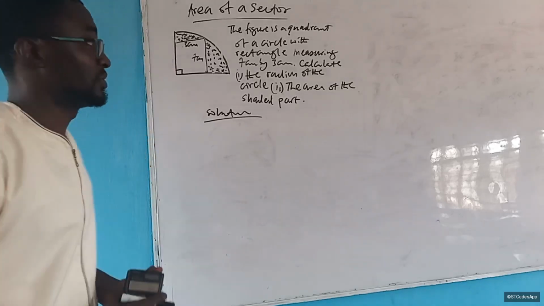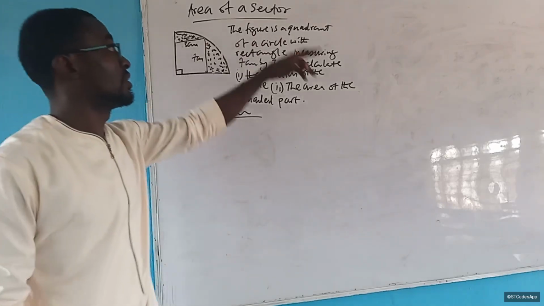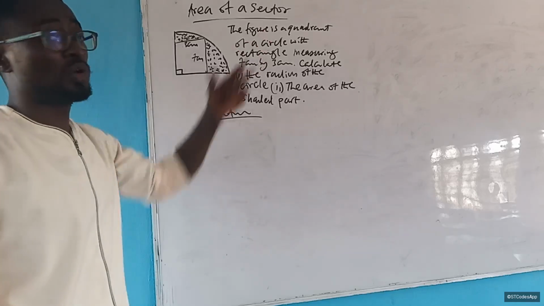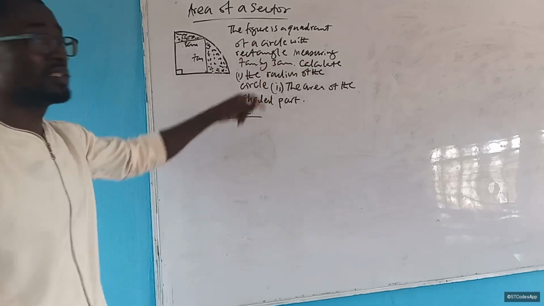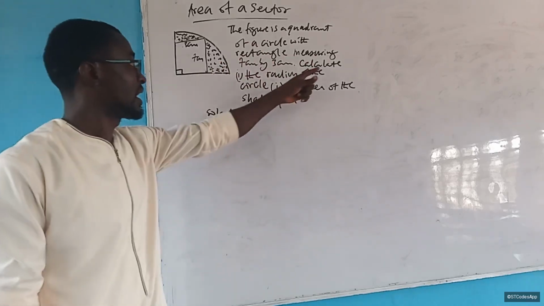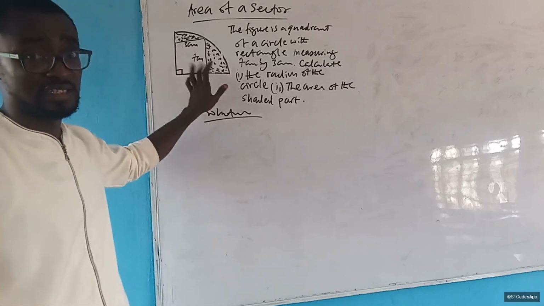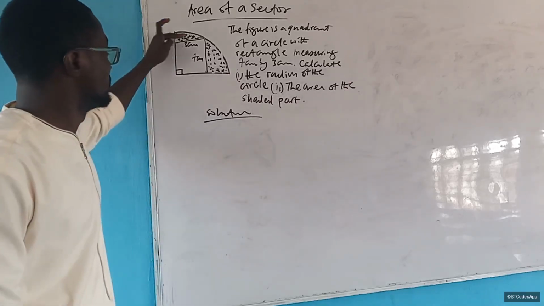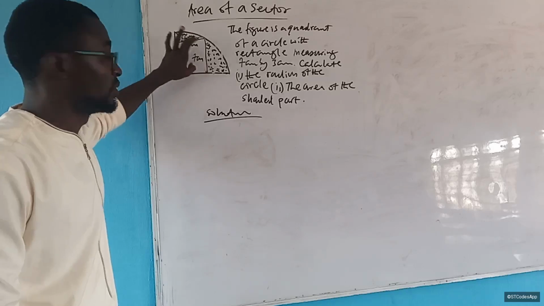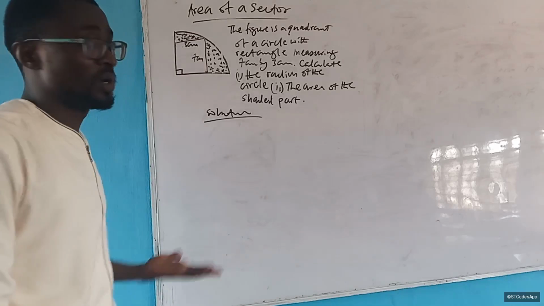As you can see before us, we have this diagram with this inscription, which says that the figure is a quadrant of a circle with a rectangle measuring 7 centimeters by 3 centimeters. Calculate the radius of the circle where this quadrant emanates from. Then find the area of the shaded portion, that is, the area of this portion excluding the rectangle that you can see inside. Okay, so how do you go about this?